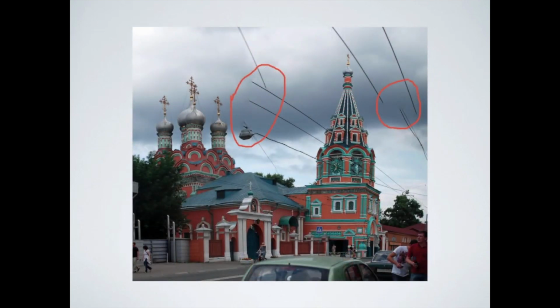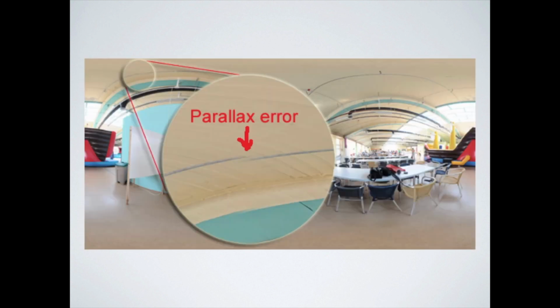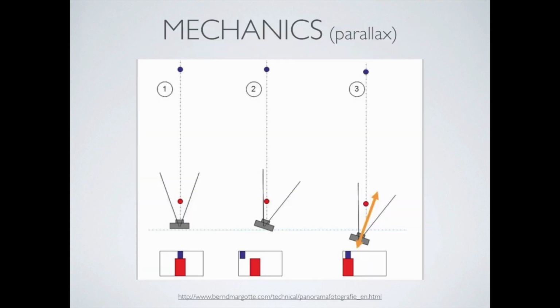If you've looked at Google Street View, you've seen this kind of stuff before. You have these power lines, and they don't match up in space. Or you have a building like this, and there are these sudden jumps or shifts as they come together. When this happens, it has to do with how you're taking the image. So I'll go back to this slide here.